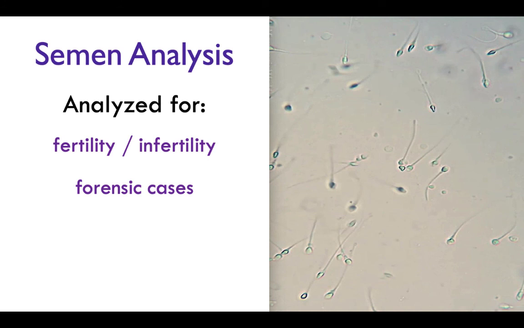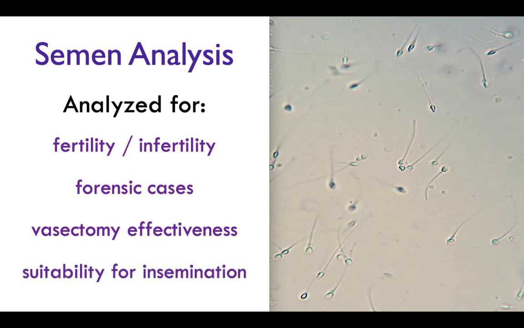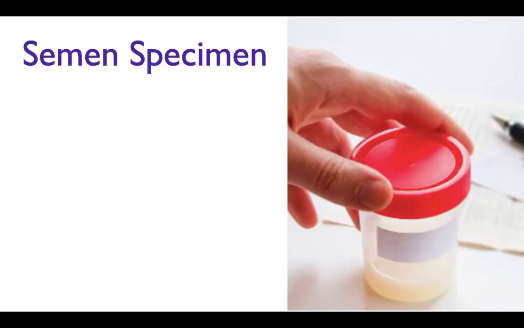In forensic cases, criminal cases of rape, things of that nature. Did the vasectomy work? You basically have to check to make sure there's no sperm in the ejaculate after vasectomy to know that it actually worked. And then, how suitable is this semen sample for using for insemination, so an artificial insemination? There are many parts to analyzing semen, but these are the reasons why the test is usually done.